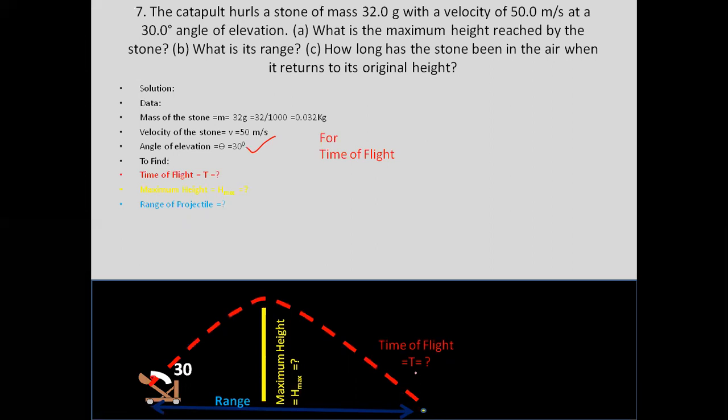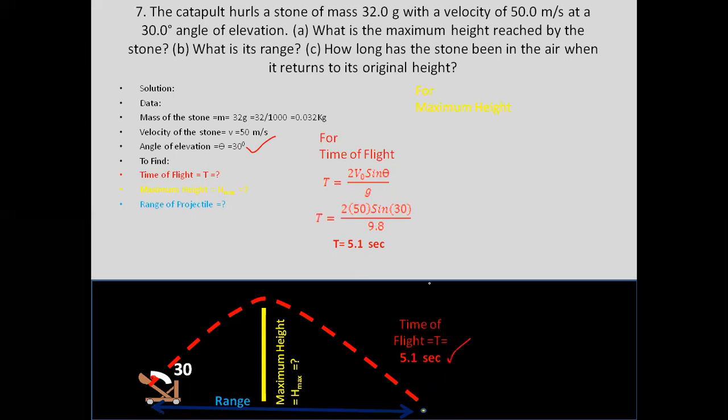Now for the time of flight, let's calculate how much time it took for the body to move from point A to point B. Putting in the values, t is equal to 2 v naught sine theta divided by g. Putting in the values, we get 2 into v naught, which is 50, sine 30 divided by 9.8. So t comes out to be 5.1 seconds. That means the stone which was thrown from here took 5.1 seconds.